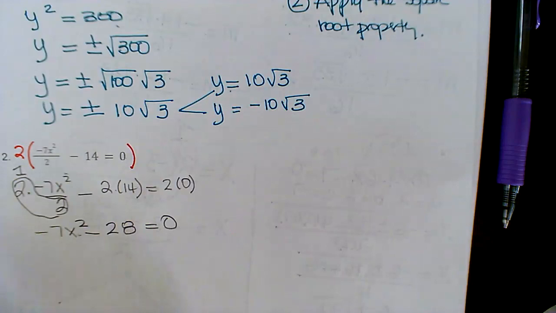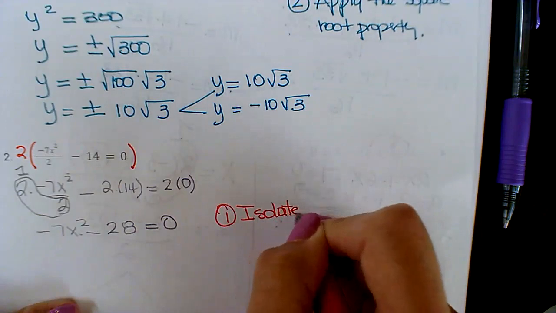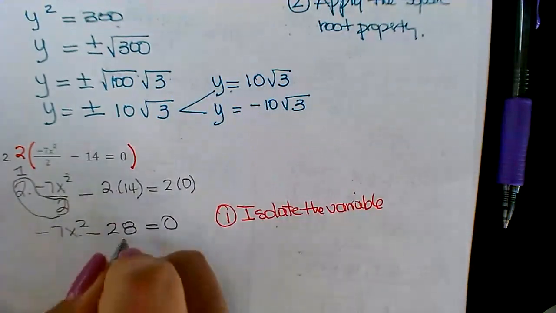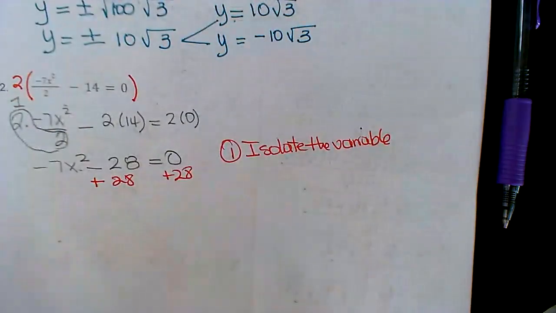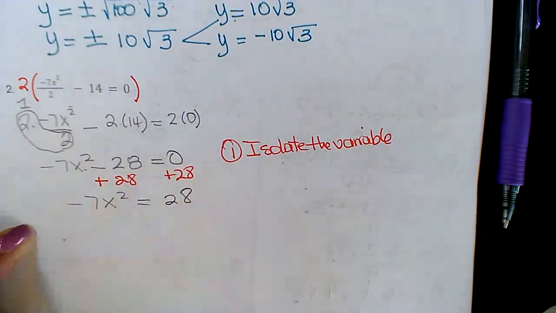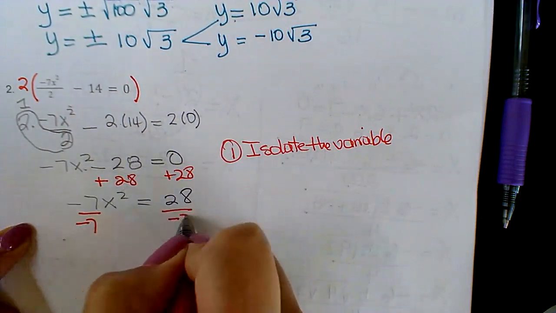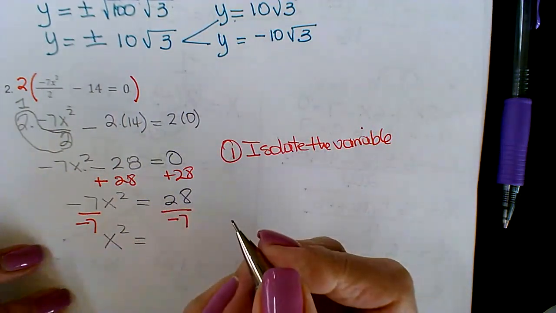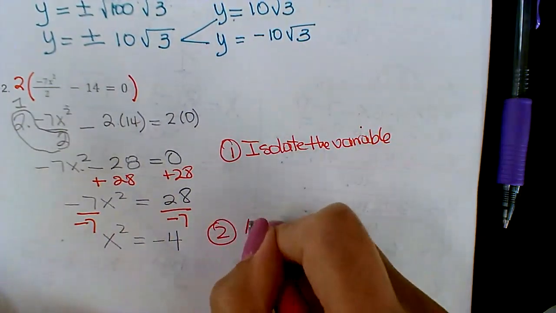So what do I do? We isolate the variable. So we're going to be adding 28 on both sides. So it's going to be negative 7x squared equals 28. Right? So we get x squared equals 28 divided by negative 7, which is negative 4. Right here, I apply the square root property.